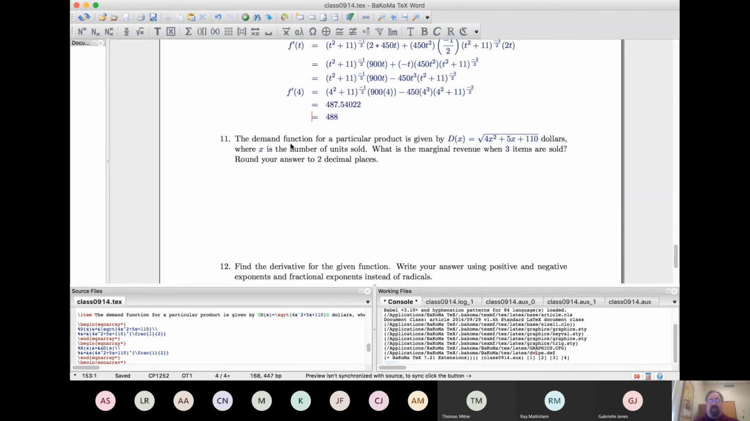All right. Here, we're given a demand function, so you can think of it as a price at which a product is sold. X is the number of units. It's asking for marginal revenue. There's a problem like this that was in the previous lesson, and it was brought up earlier today about marginal revenue. So marginal revenue is the derivative of revenue. But what is revenue? It's the price times the number of units.